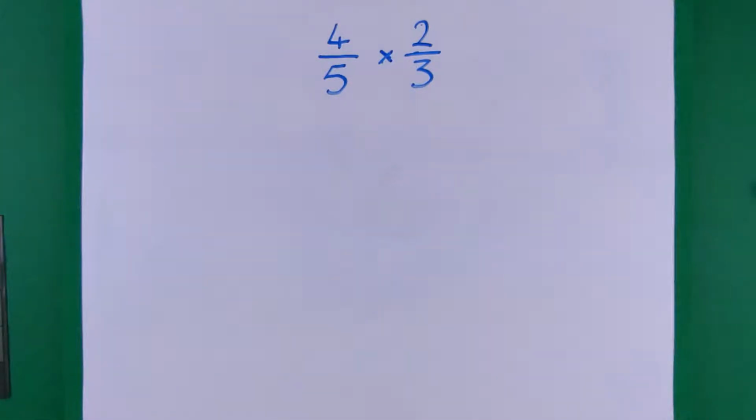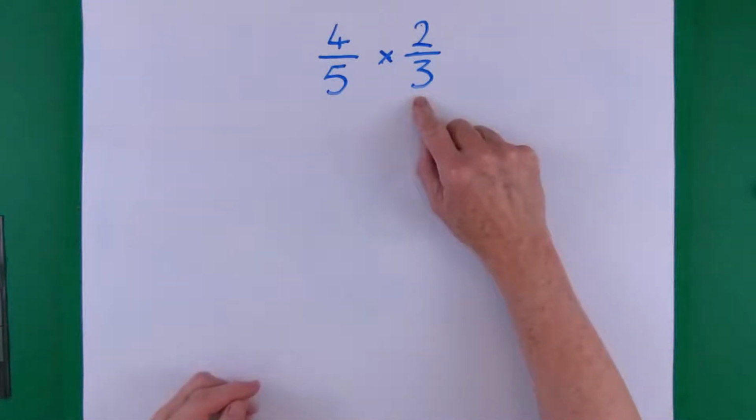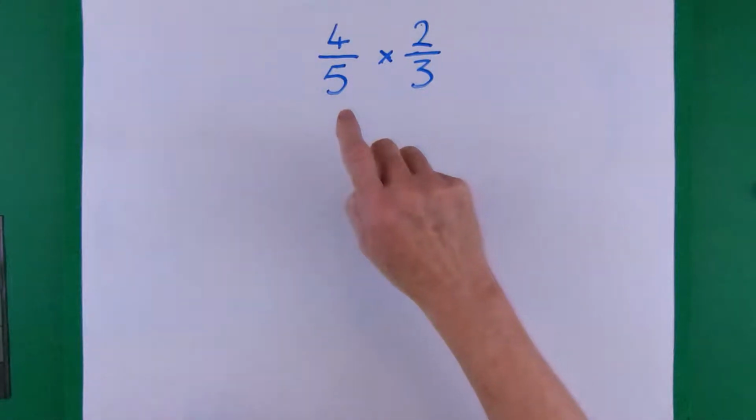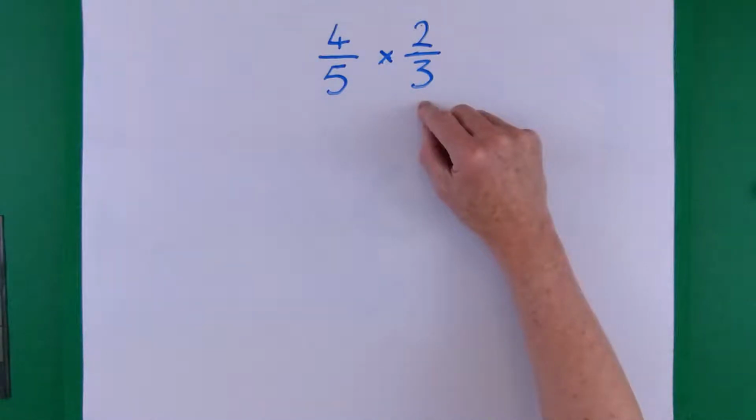In this video, I will introduce you to multiplying fractions. Multiplying fractions is easy. It's easier than adding or subtracting fractions. You don't have to make the fractions the same type. We will look at 4/5 times 2/3, or it's sometimes written as 4/5 of 2/3.